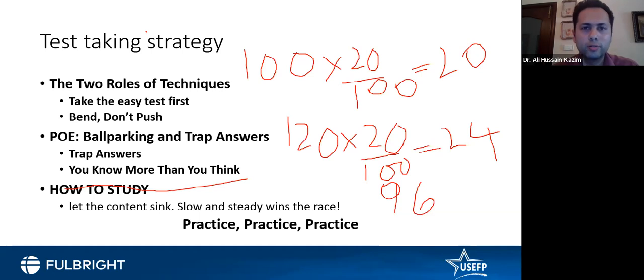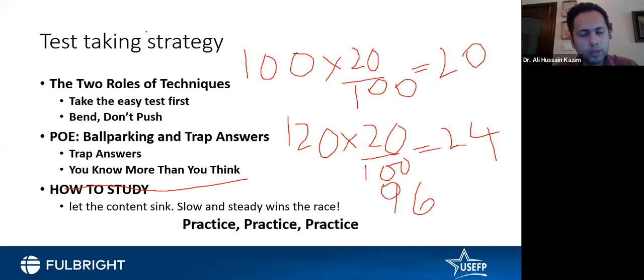The more practice you do, the better your chances are. I'm sure the people who get full marks in GRE practice really hard. And I assure you, the time you put in this exam will surely pay off. This test is similar to tests which some of the multinational companies take in Pakistan. Their test is similar to a GRE. So it'll certainly pay off.